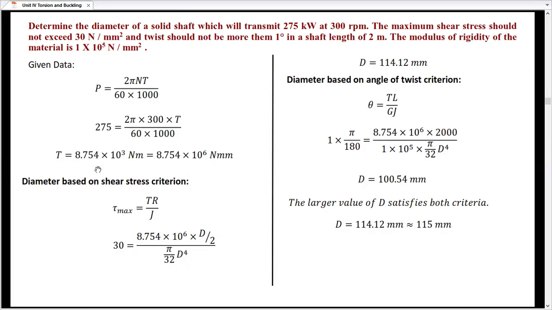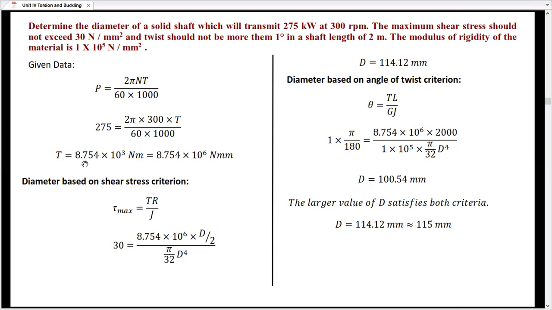We can write power is equal to 2 pi N T upon 60. The power is given in kilowatt, so we convert it into watt. So 275 into 1000 is equal to 2 pi, speed is 300 rpm, into torque, upon 60. So you'll get the value of torque in Newton meter. The value of torque is 8.754 into 10 raised to 3 Newton meter, which we can convert into Newton mm, which is 8.754 into 10 raised to 6 Newton mm. That is the value of torque.